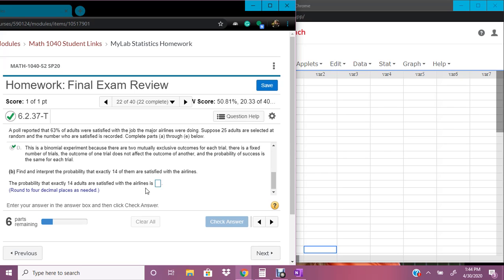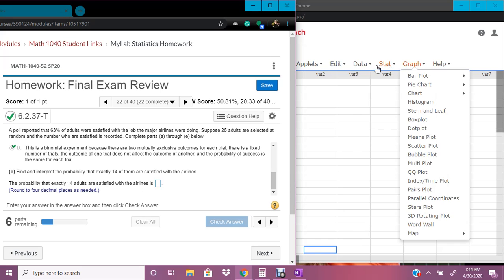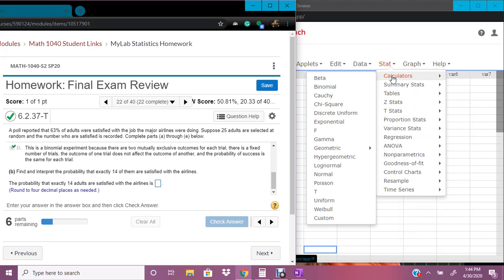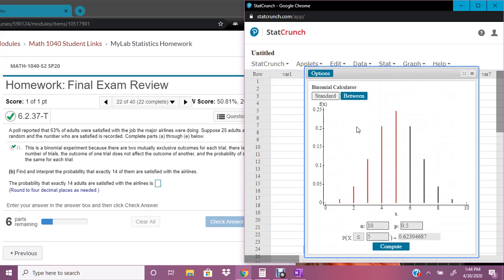Okay, so now we're trying to find exactly 14. And anytime we're computing a probability, we will be in calculators. So we'll go to stat, calculators, and then we're talking about a binomial. In other questions, it might say that it's normal, and so you'd go to normal. You just go to what the words say. And it already told us that it's a binomial, so that's where we're going.